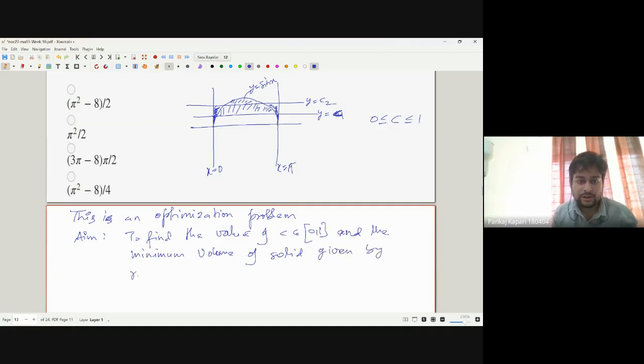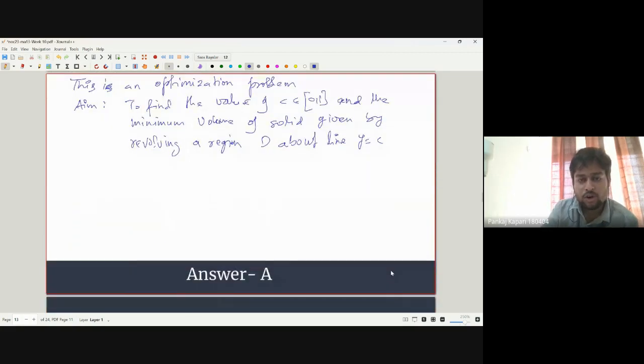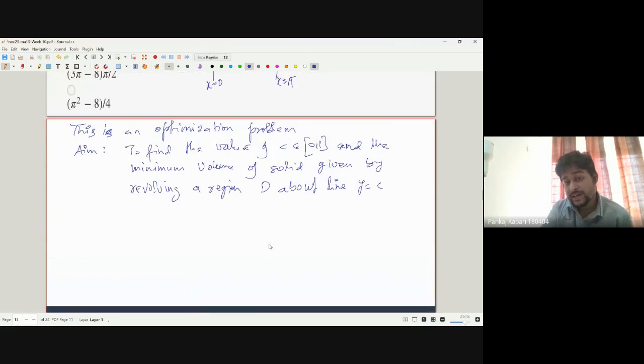The minimum volume of the solid given by revolving a region, let's call it D, about the line y equal to c. So about this line we are revolving, and we have to minimize this volume. To minimize the volume, first we have to find the volume, right? So now we will find this volume as a function of c, because here this c is our variable.